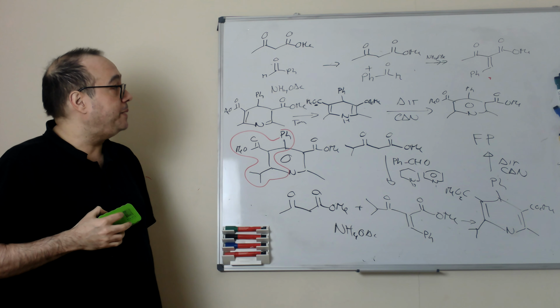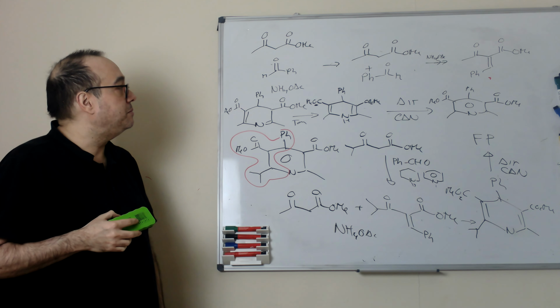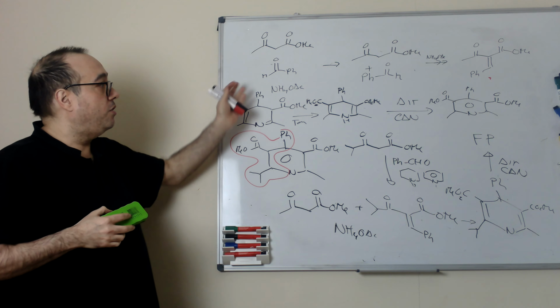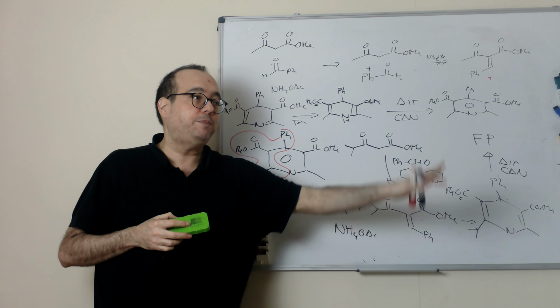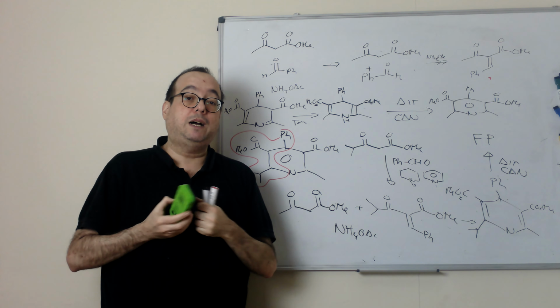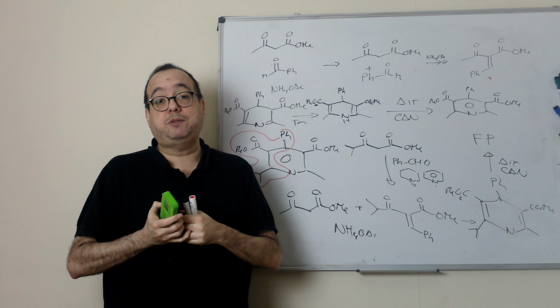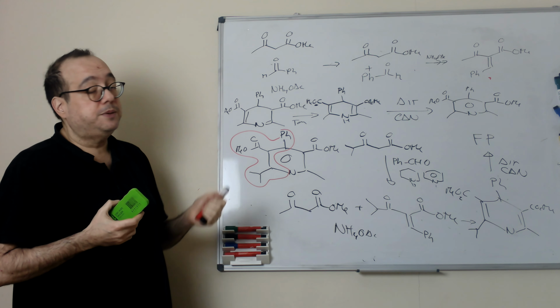This is how we synthesize pyridine. There are only these two types. Well, there are more syntheses, but these are the ones that we will study this year. Formally, 1,5-dicarbonyl compounds. How can we synthesize a 1,5-dicarbonyl compound? Basically by the Michael addition of an enolate to an alpha-beta unsaturated ketone or ester or aldehyde.